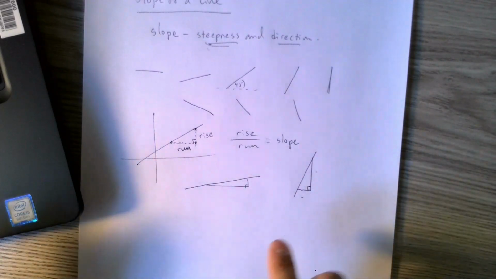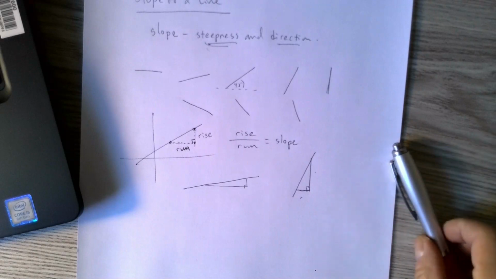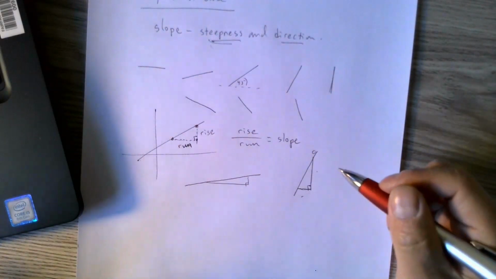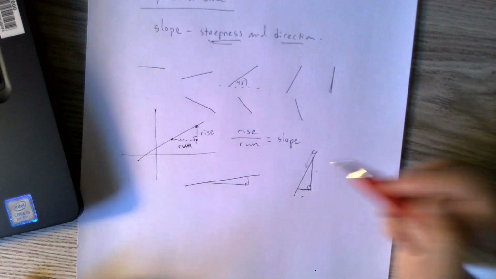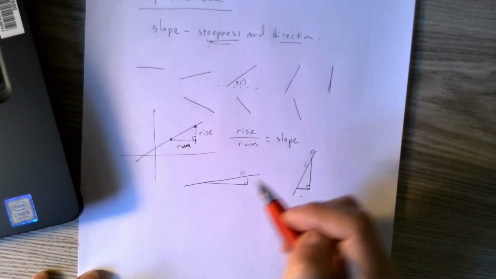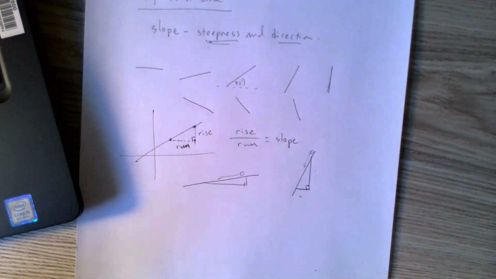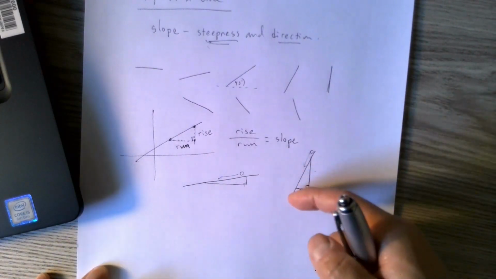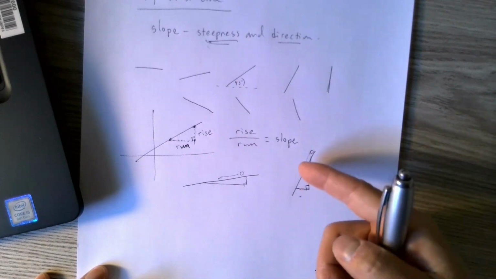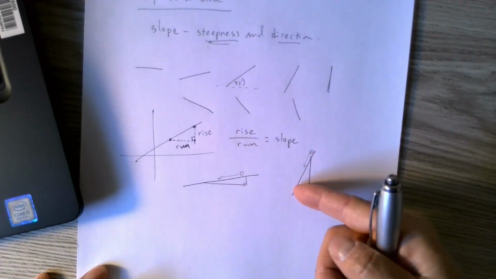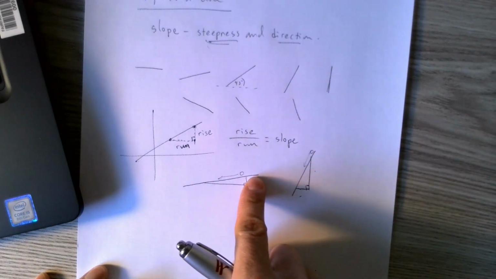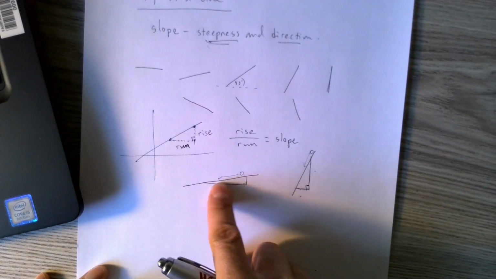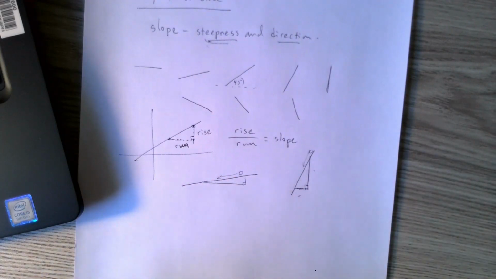Which kind of makes sense, because if let's say you're a rock on this mountain and it's very steep, you're going to roll down really fast. If you're a rock on this hill which isn't steep, you're going to roll slow. So you get the feeling that a steep slope should have a larger numerical value than a hill that has a very shallow steepness to it.